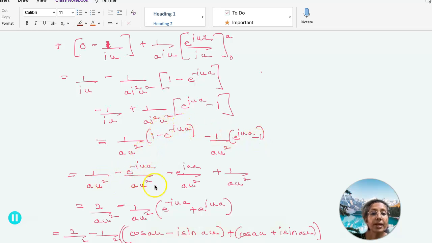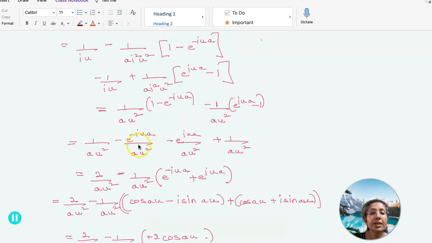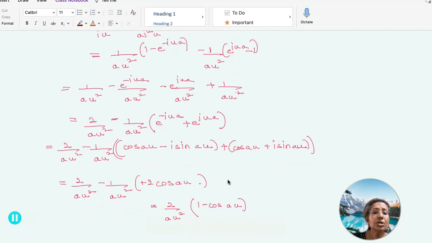So when you open the bracket, you get 1 by au squared minus e raised to minus iua by au squared minus e raised to iua by au squared plus 1 by au squared. So that is 2 by au squared. Take out minus 1 by au squared, so you get e raised to minus iua plus e raised to iua. So that is 2 by au squared minus 1 by au squared.